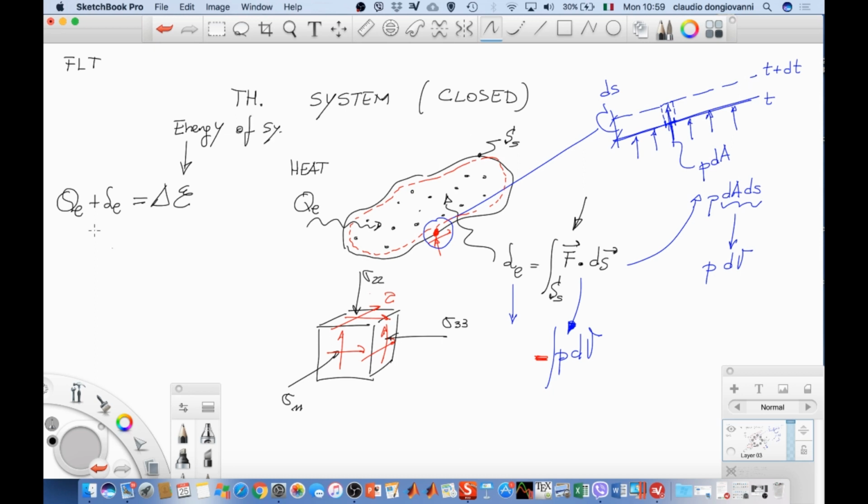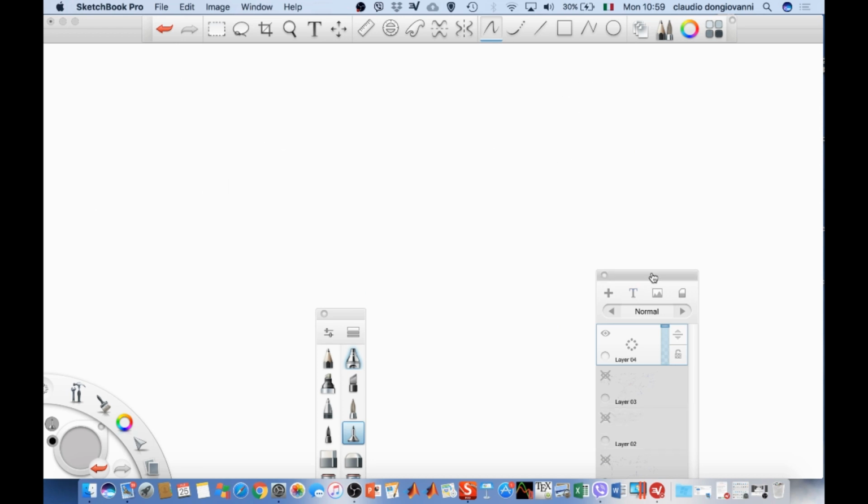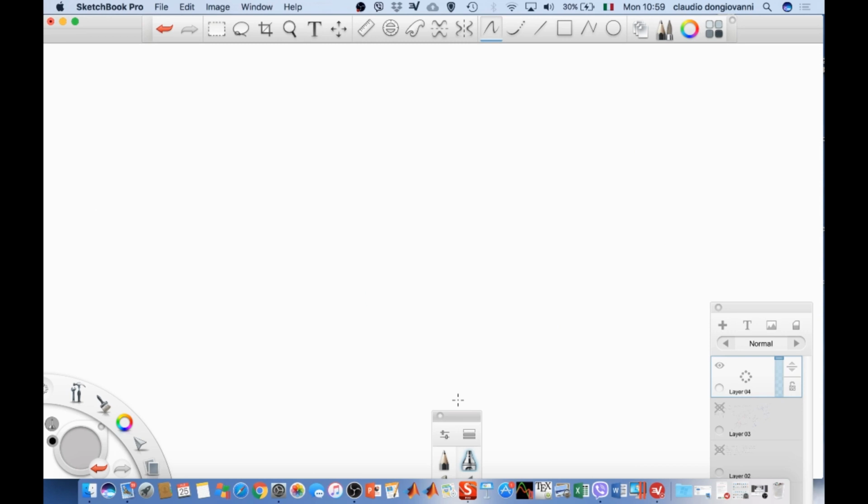Okay? So the first law of thermodynamics says a very simple thing. If you put energy in your box, the energy in the box increases. The only thing that we have to discuss a little bit is how the energy can be stored in your system. The system is made by mass. How many ways to store energy in the mass do you have? So, the energy in your system can be stored in how many ways? You have a mass.